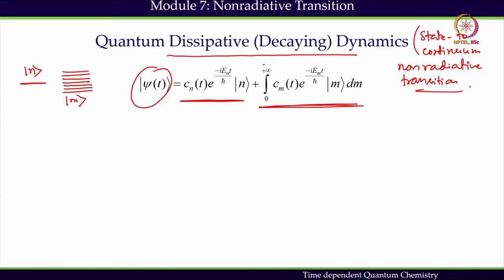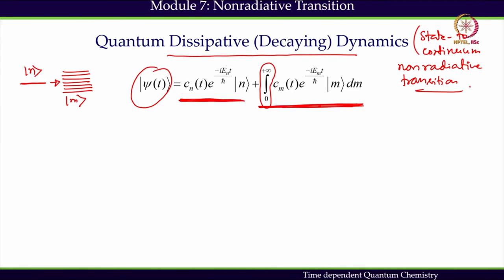Considering this kind of limit is very useful for the mathematical derivation, but in practical reality one can imagine that it is a very large number of states. And when they are coupled, the time dependent wave function, which represents the system during the interaction time, is a coupling between the initial state and all continuum states.